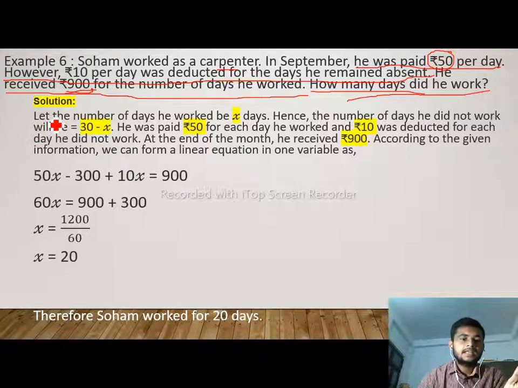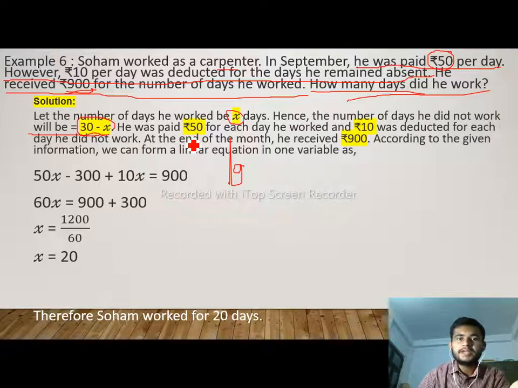Okay, now let's see. Let's suppose that the number of days he worked be x days. Soham worked for x number of days in the whole month. Hence, the number of days he did not work will be 30 minus x. Why 30 minus x? Because September is the ninth month of the year and it has 30 days. So the days for which he does not work is 30 minus x, as he worked for x days.